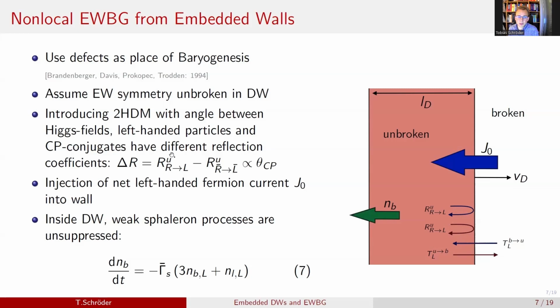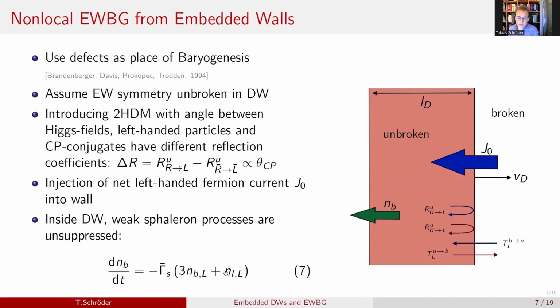Looking, for example, at the difference between the reflection coefficients, one finds that it is proportional to the change of the relative angle over the boundary of the domain wall, which is denoted here theta CP. This chiral asymmetry will then lead to the injection of a net left-handed fermion current, J0, into the wall. While outside of the domain wall, Weeks-Faleron processes are exponentially suppressed, inside of the wall they are unsuppressed and can convert the chiral asymmetry into a baryon asymmetry. The corresponding conversion rate is expressed in equation 7.